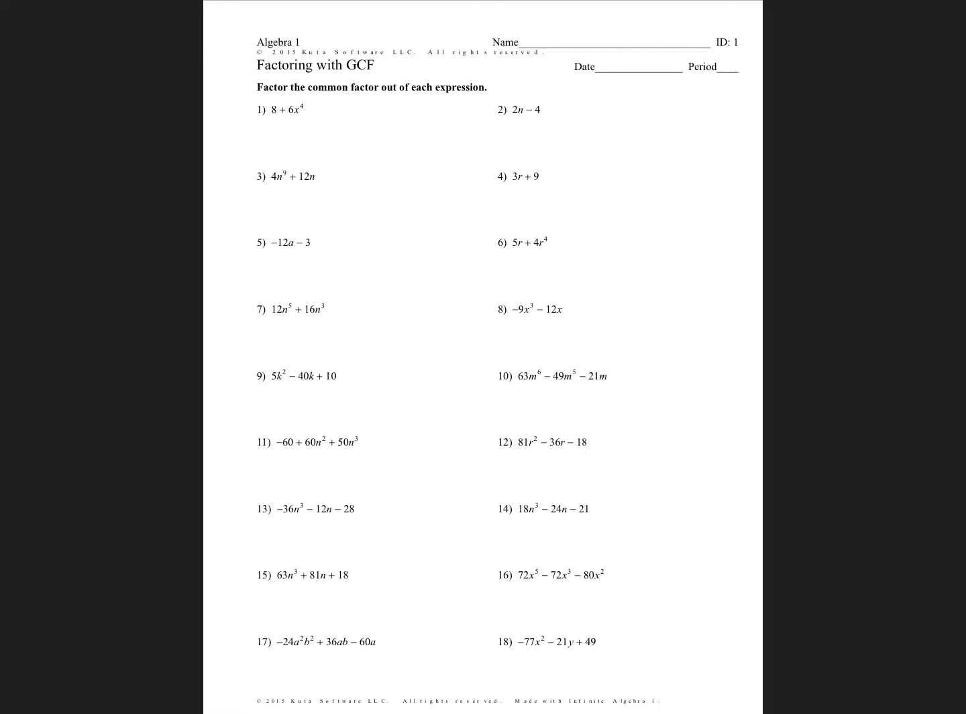All right, factoring with just the GCF. What does GCF mean? Greatest common factor. That can be a number or a letter. A lot of times when we factor and we say, okay, factor by GCF, factor by grouping, factor by this, you guys are pretty good at it. You've seen it a bunch. We're going to see it a lot more.